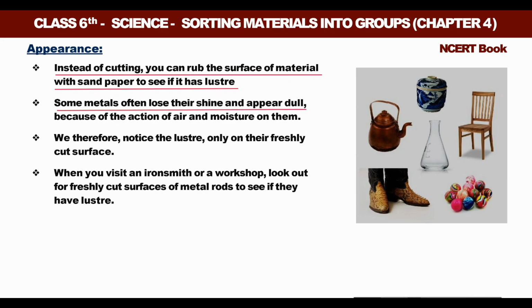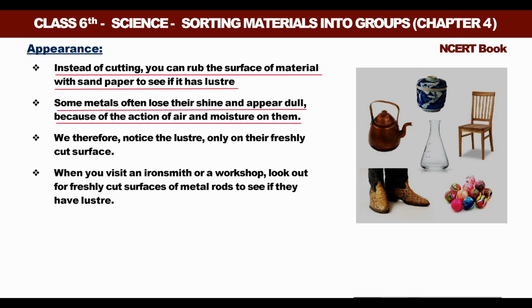कुछ मेटल क्यों lose अपने shine कर देते हैं और dull दिखते हैं? क्योंकि वो हवा में प्रेजेंट जो मॉइस्चर है उसके साथ वो ऑक्साइड हो जाते हैं बिकॉज ऑफ द एक्शन ऑफ एयर एंड मॉइस्चर ऑन देम. Air has also some amount of oxygen, therefore that can ऑक्साइड कर देता है और उसको lustrous ना होके it becomes dull.